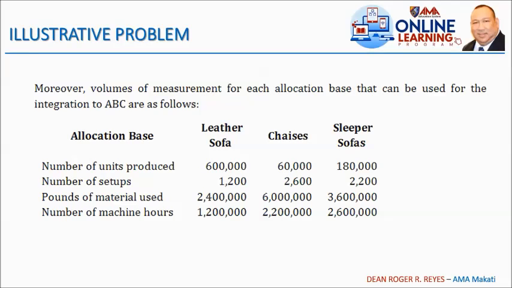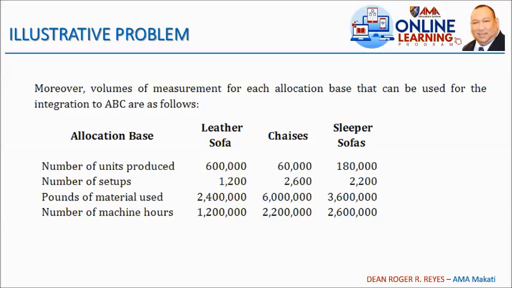Okay. Moreover, volumes of measurement for each allocation base that can be used for the integration of ABC are as follows. So na-identify na rin natin. Ilan ba ang number of units produced? Sa leather sofa, 600,000. Sa chases, 60,000. Sa sleeper sofas, 180,000. So mas marami tayong leather sofa na nagawa. Pinaka-konti chases kasi mahal siya. And then, sleeper sofas, siya yung gitna.